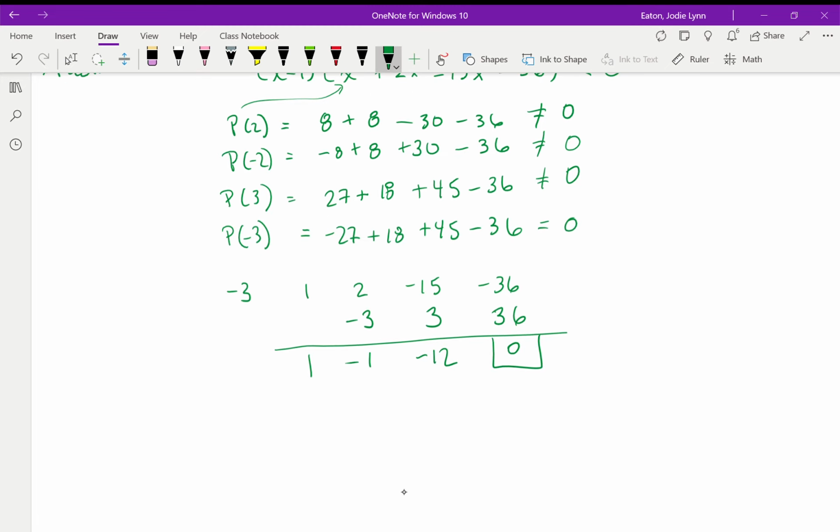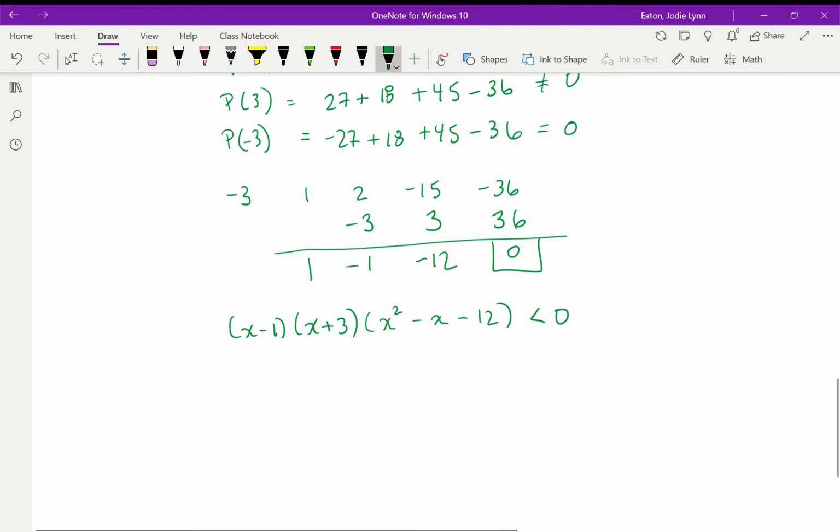So that means we have x minus 1, x plus 3, times x squared minus x minus 12 has to be less than 0. So we can factor that final quadratic as x plus 3 and x minus 4. So we have x minus 1, another x plus 3, and then x minus 4, and this has to be less than 0.